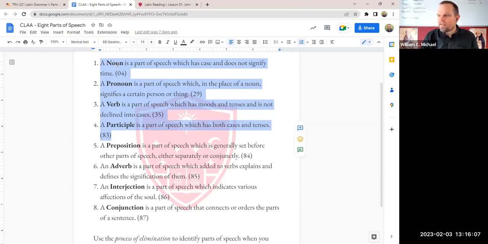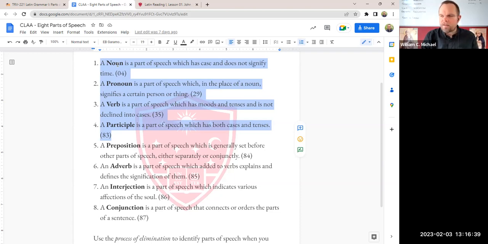So when it says does not signify time, it doesn't mean that the word itself might not name a certain time, like the beginning, but it means that the different forms of the word don't allow it to signify different times. Maybe that definition needs to be made even more clear. So the first part of speech we have here is a noun is a part of speech which has case. Does a noun have case? Yes or no? Yes, it does.